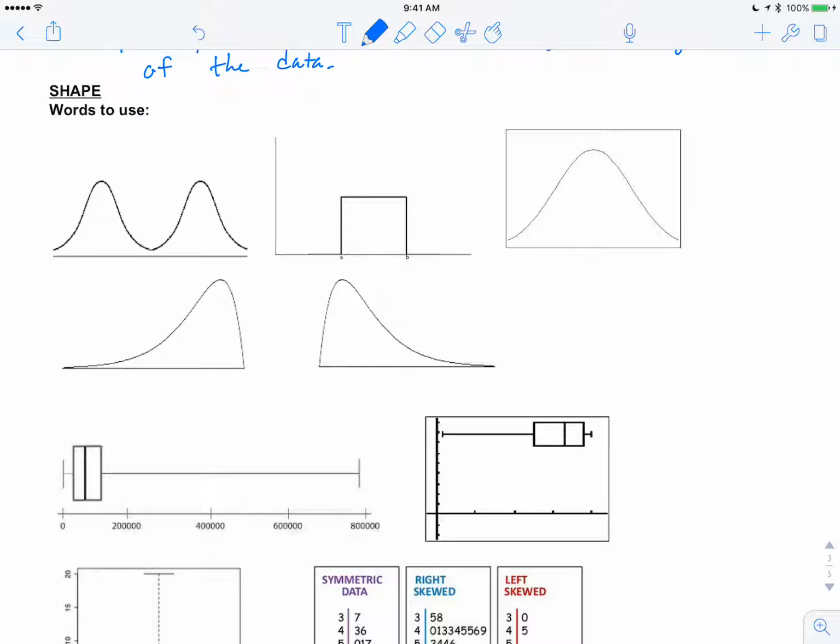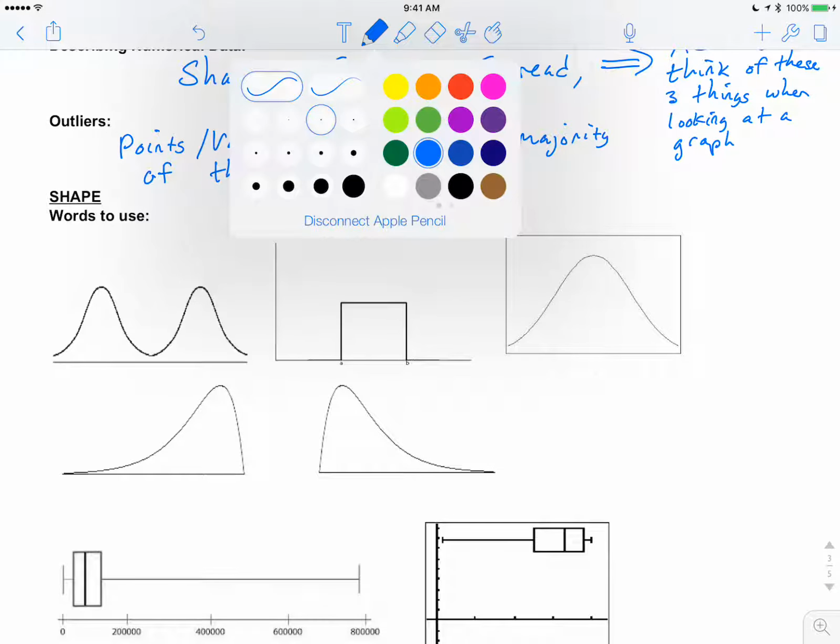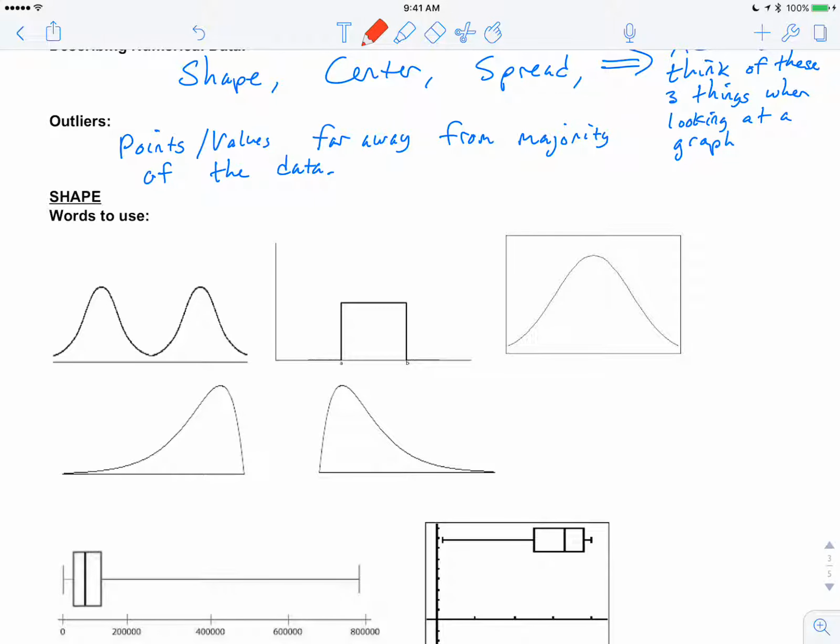So first, shape. That's the first thing we're going to talk about. Let's change up the color here. Let's do red. Words to use: symmetric. Like in geometry, kind of like a mirror image. That's what you're looking for with symmetric.